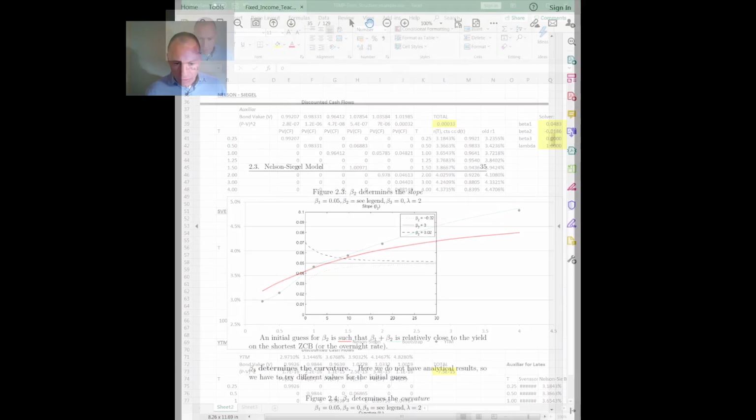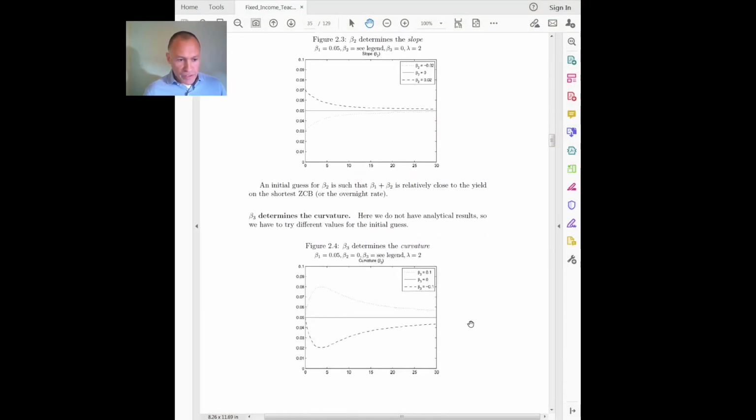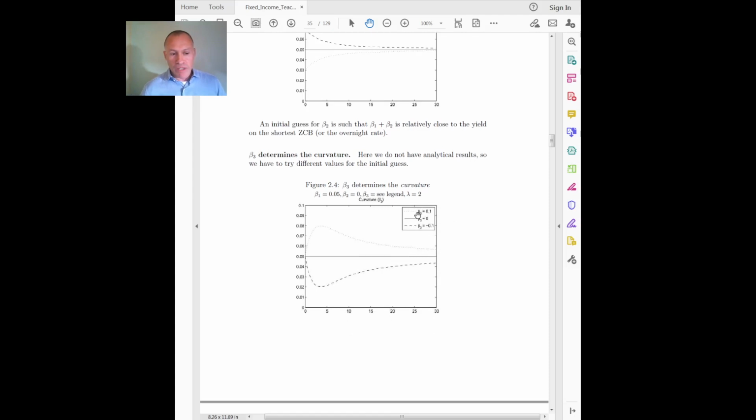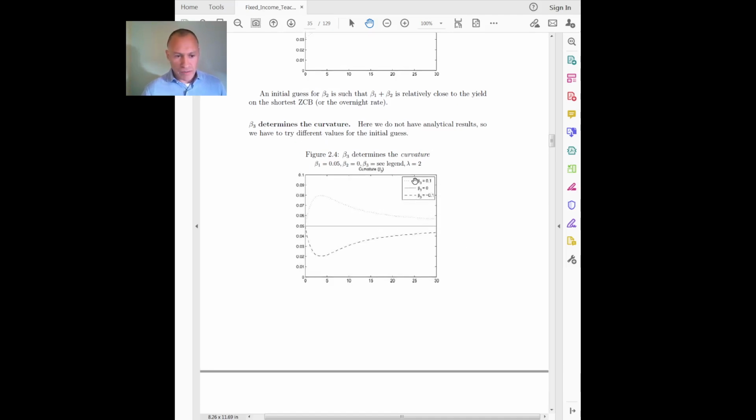Okay. How about the other two parameters, beta 3 and lambda? The results there are not so nice. We can play around with the function and see what happens, but we don't have a nice analytical expression like we had before. So if we again play with the curve, we can see that beta 3 determines the curvature, like you see here in this example. So beta 3, if it is 0, there is no curvature. If it is positive, there is a curvature. If it is negative, there is a curvature in the other direction.